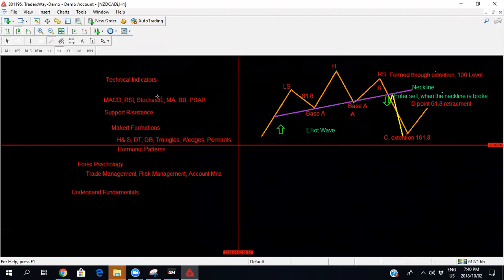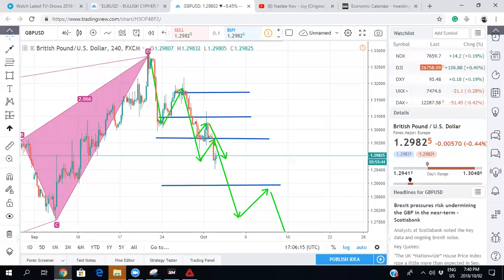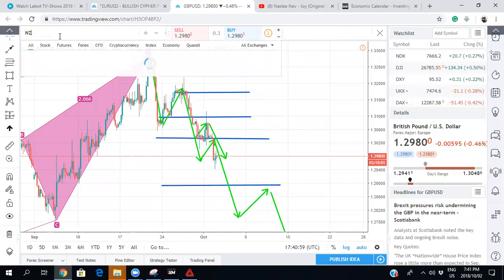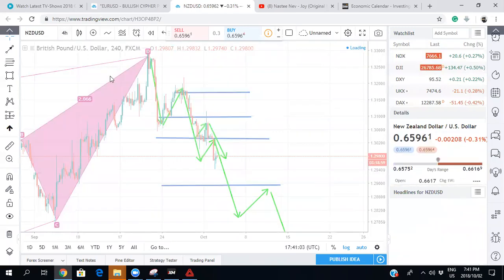So remember, when we have a head and shoulder like this, we can have a reverse head and shoulders, which is going to be just a mirror image. The head will be on the downside, the left shoulder is still the same, but on the downside, and the right shoulder. If I were to quickly show you, I believe it's NZD USD, if I'm not mistaken, which we're tracing at the moment, NZD USD or NZD CAD, one of the two.